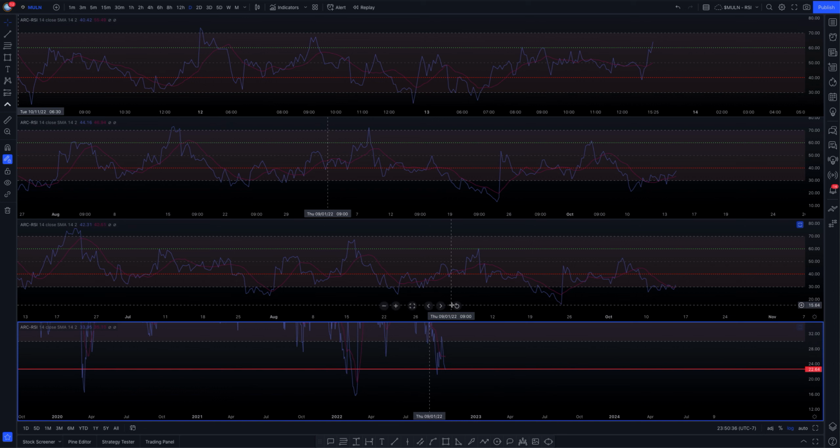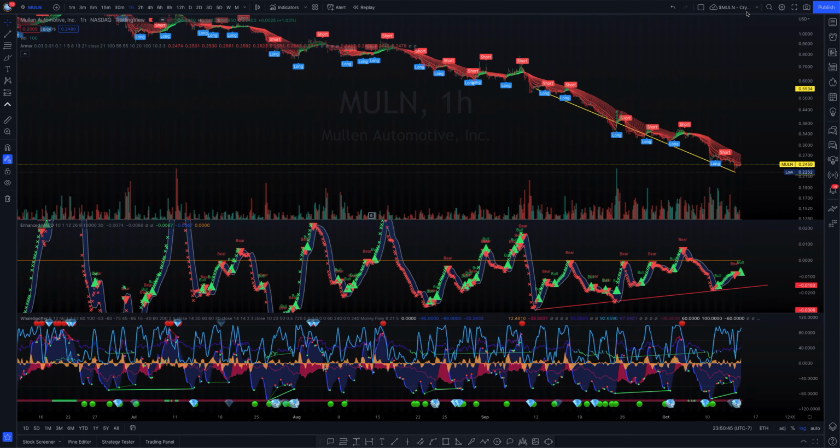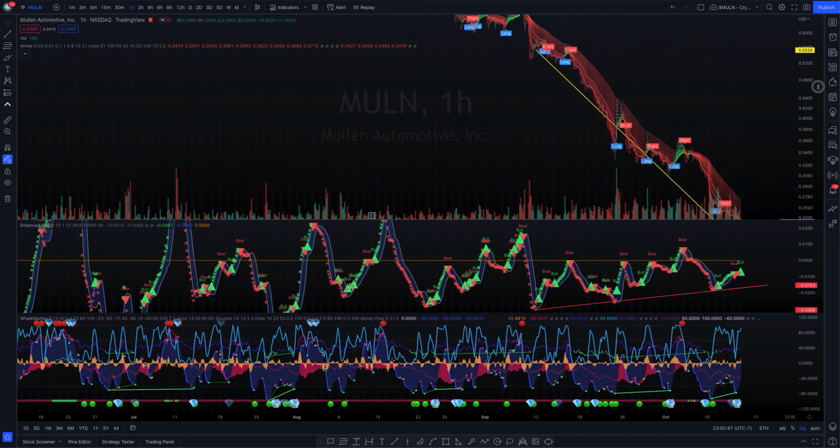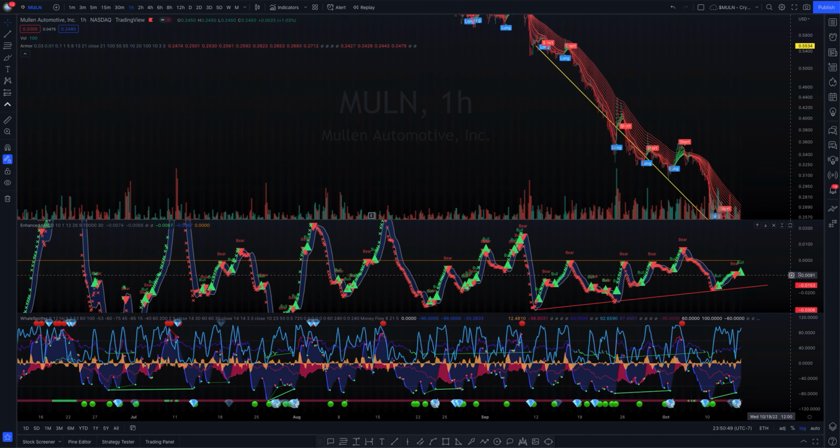And anyway, so let's go on to the last part of this video, and that would be using the Crypstex ARC-Series indicators to validate our upside. So this is the ARC enhanced MACD.